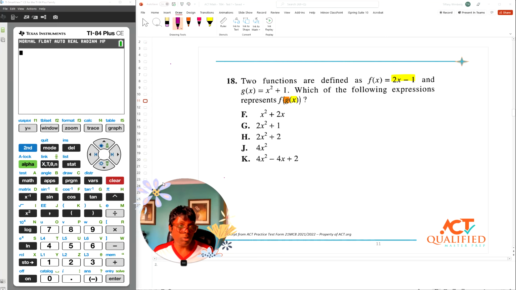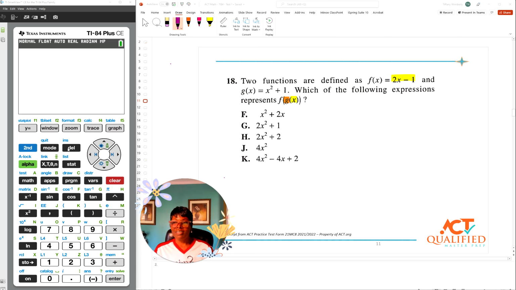Question 18. Two functions are defined as f of x is equal to 2x minus 1 and g of x is equal to x squared plus 1. Which of the following expressions represents f of g of x?